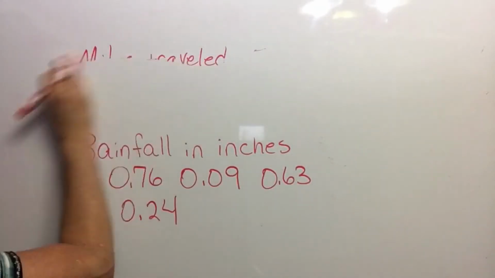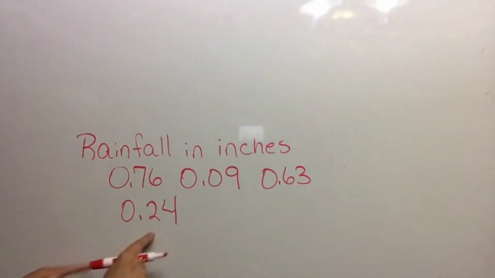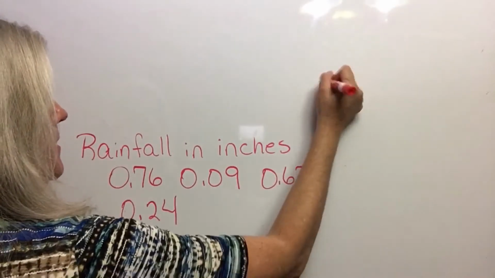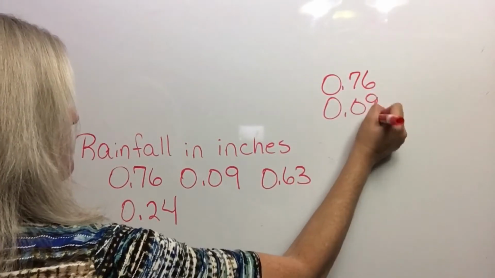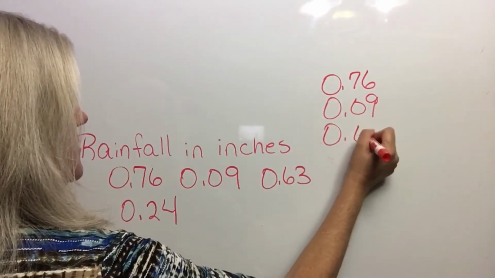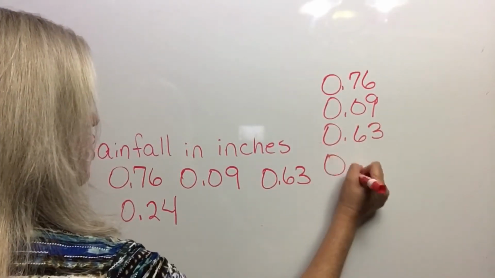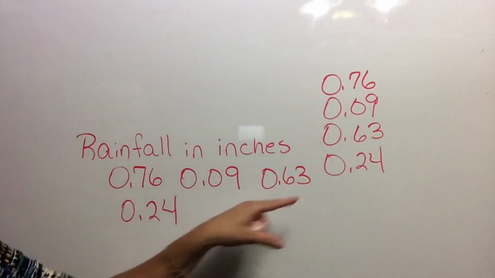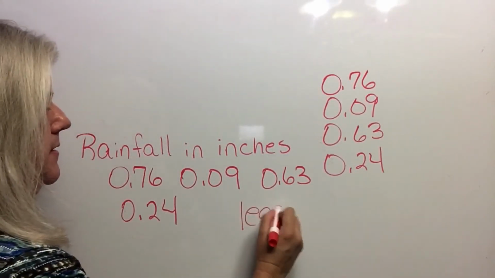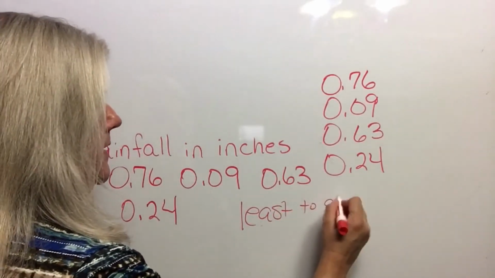And so the first thing I need to do, these are all decimal numbers. I need to line them up. 0.76, 0.09, 0.63, 0.24. And I want to see which one is the smallest. I'm going from least to greatest again.